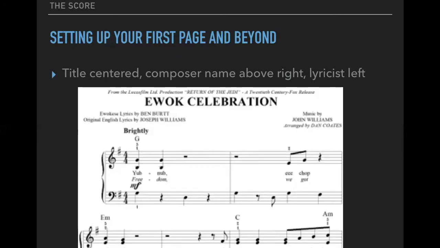Here we have the Ewok celebration. And just under, sorry, it's a little bit hard to read, but it says freedom, we got freedom. And notice where the lyrics are. We'll talk about the placement of lyrics and some general good practices of setting words to music. But notice on the top left, that's where you'll find the Ewok lyrics by Ben Burtt and the English lyrics by Joseph Williams. Interesting, I didn't know that.